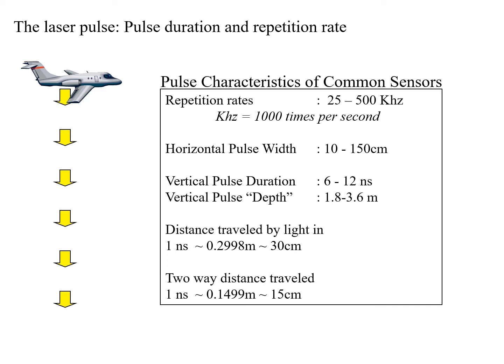And that's because the distance traveled by light in 1 nanosecond is about 30 centimeters. And that is equivalent in a two-way distance traveled to about 15 centimeters. That is, for an object 15 centimeters away, the pulse will come back in 1 nanosecond because the light has to travel both ways.